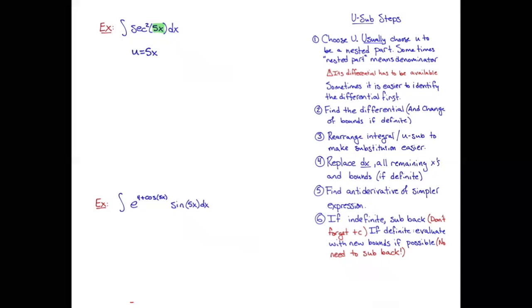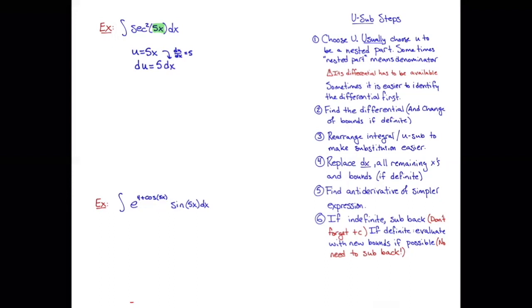Next thing we do is we find the differential. du is 5 dx. If you don't want to skip the step, you can write it as du dx equals 5, right? I'm taking the derivative with respect to x on both sides and then multiplying the dx to the right side, pretending that the derivative is a fraction, but it works out.